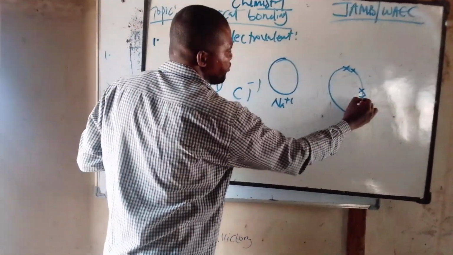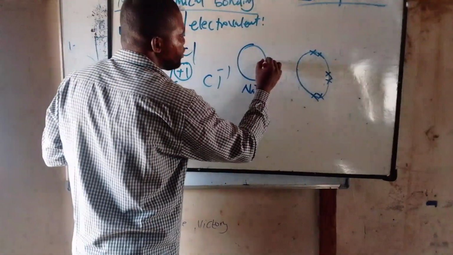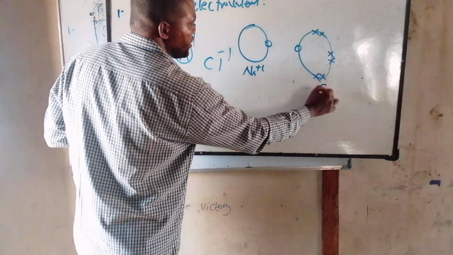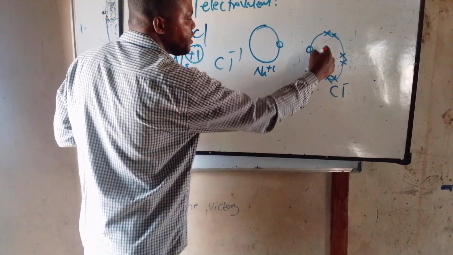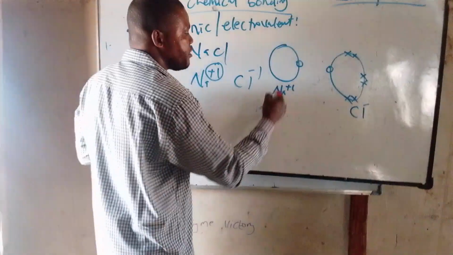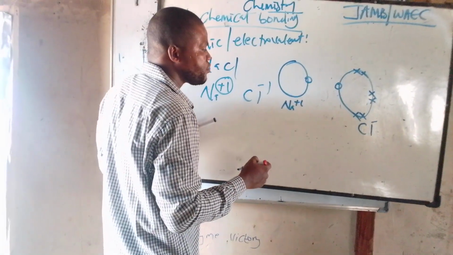2, 3, 4, 5, 6. This one is for 7. This one is for chlorine ion. Chlorine has 7 electrons outside. Sodium has just one outside.